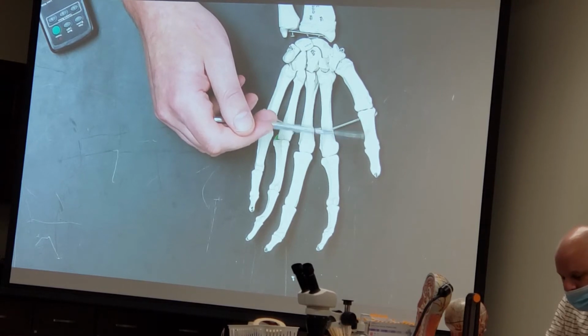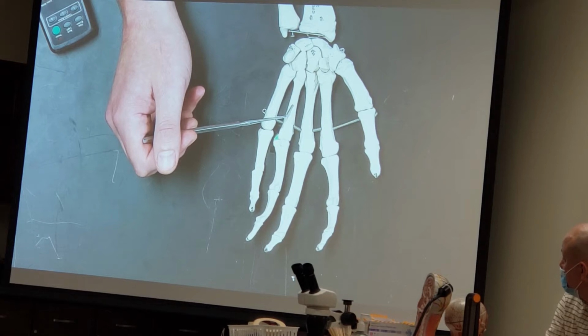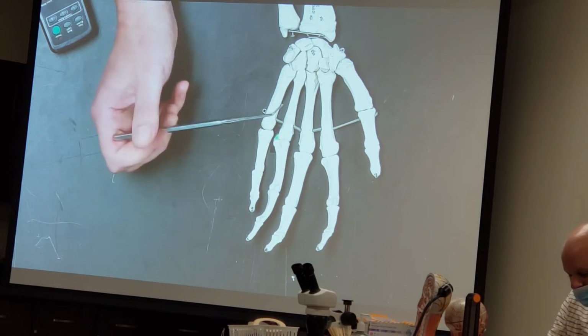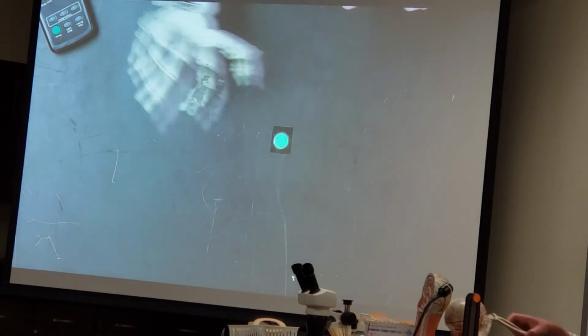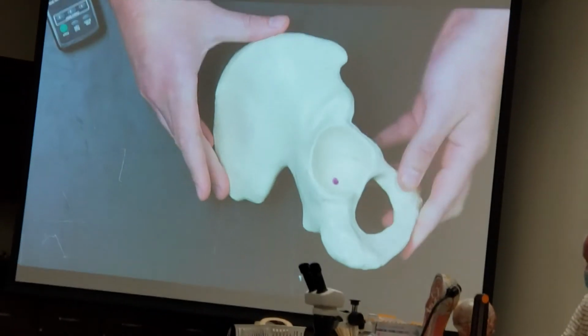So, proximal phalanx of the 1st digit. If I put a tag here: metacarpal, 4th metacarpal. Alrighty. And now for the 3 bone.